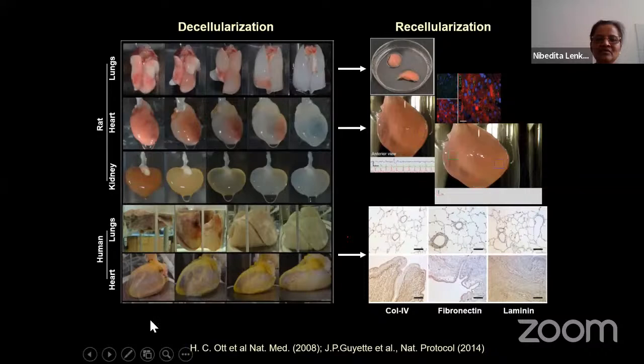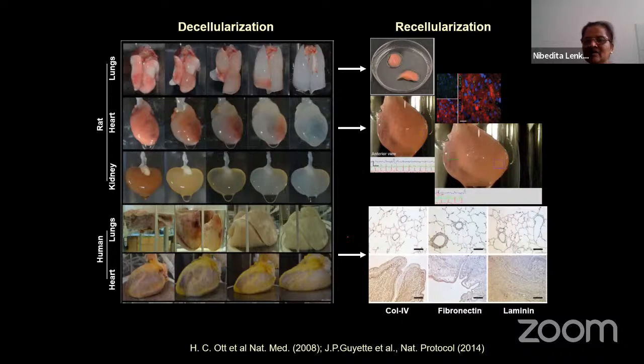In fact, there are publications from 2018 and 2014, the same group, where they have shown in rat and human, they have taken lung, heart and kidney, the entire organ, decellularized using detergents. As you can see, it is becoming transparent, but the entire structure is maintained. Since there are no cellular components, there will not be any graft rejection. They have recellularized that. So this is the heart, and they have shown cardiac muscle specific marker expression. After recellularization, you can see the pumping activity, and the graph showing the pulsating activity is recorded like the way we see in ECG.